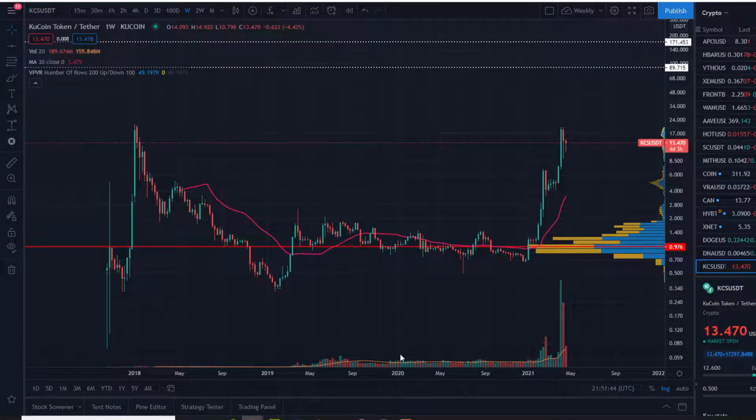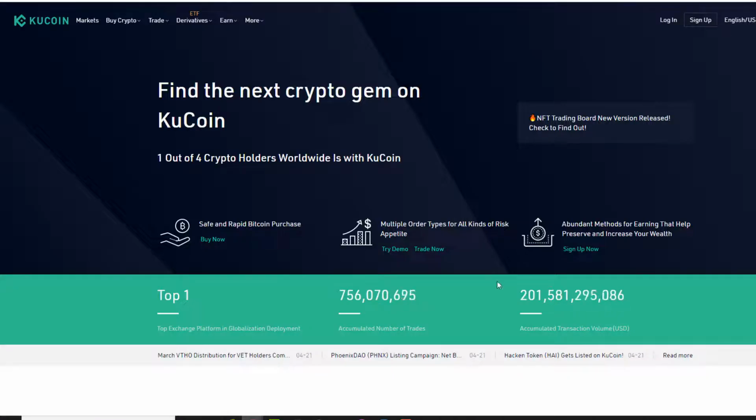That's enough of that. KuCoin, let's do the chart, do the talking quickly. KuCoin is the coin of the KuCoin exchange. 1 out of 4 crypto holders worldwide is with KuCoin. The reason why people own KuCoin is its use case: you use it as a trading pair, and you use it to pay fees on the KuCoin network to reduce your fees. So there's an incentive to be using KuCoin if you're on the KuCoin exchange.